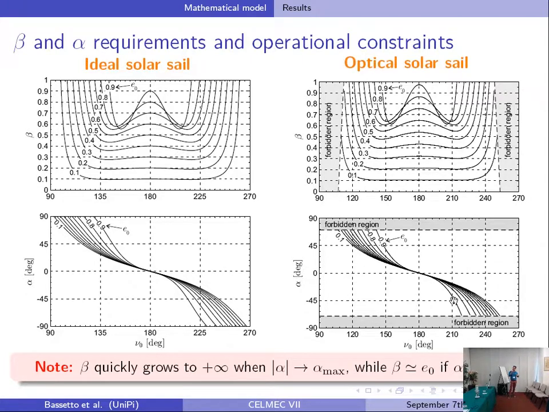Note that beta is symmetric with respect to mu0 equal to 180 degrees, while alpha is antisymmetric with respect to this point, mu0 equal to 180 degrees, and 0.